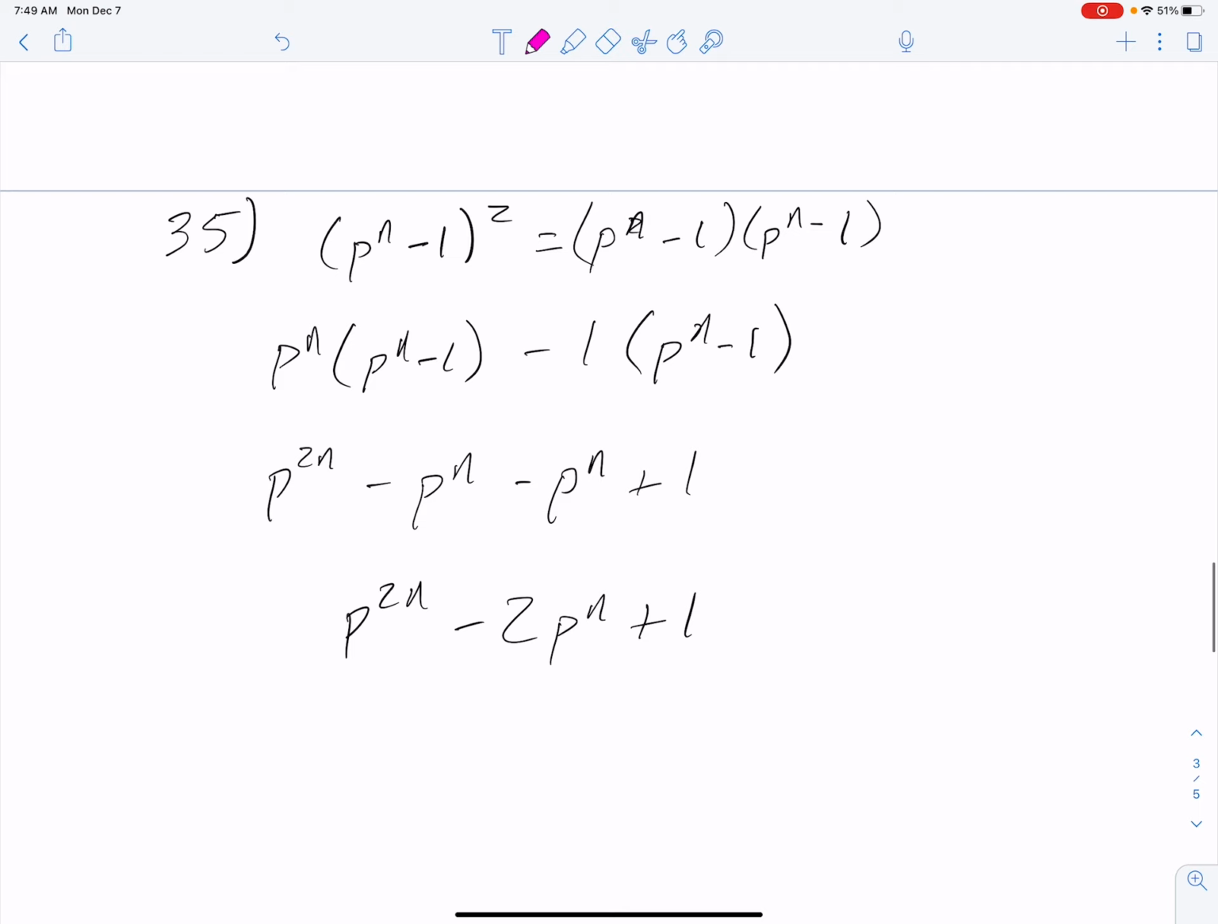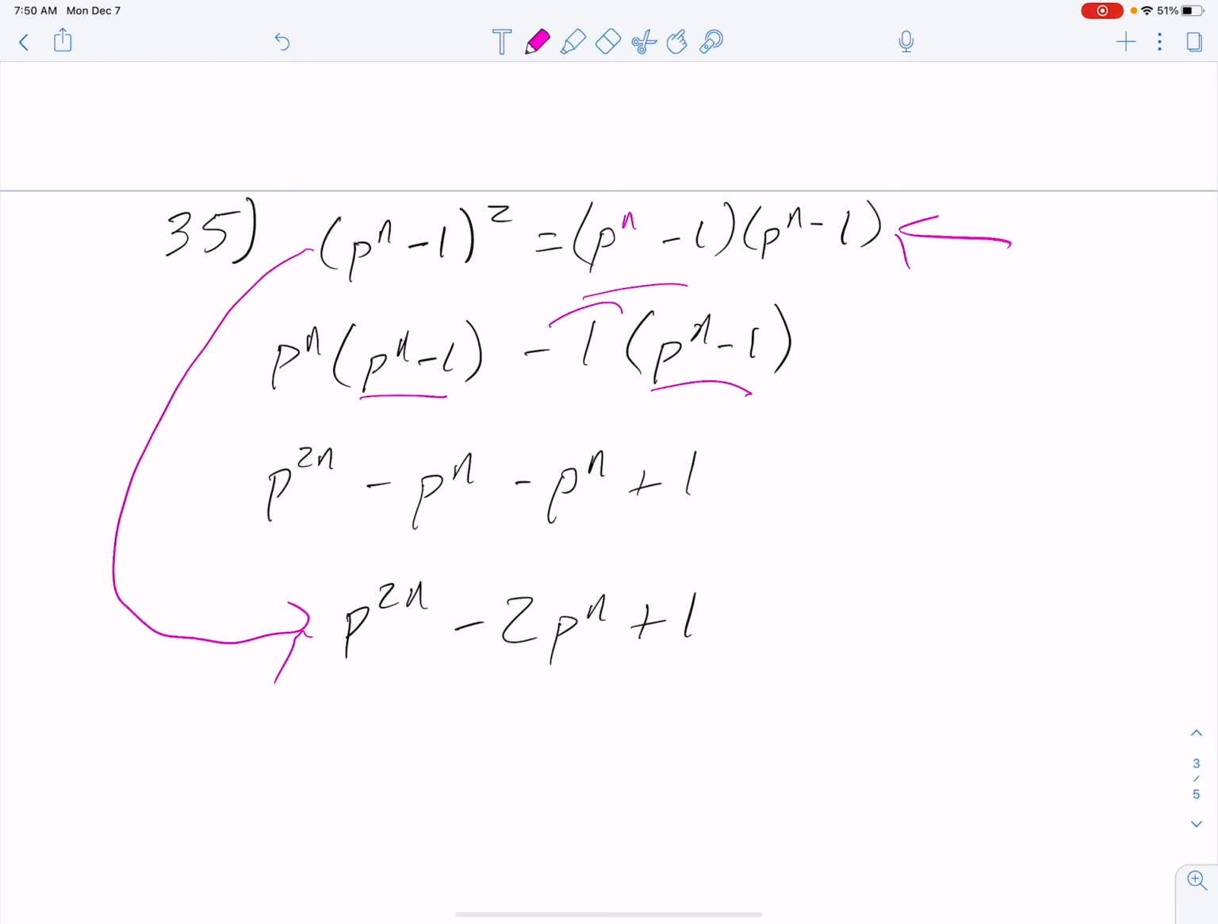Now, 35 demonstrates exactly what our rules are doing, but doesn't make a difference whether we're dealing with values or variables. So again, some people are able to go straight from the original value to the final answer because they know their rule for quantities squared. But I think for most of us, we're going to take the time to write the term out twice. I distribute my p to the n minus 1 to both terms. Be careful distributing the negative 1. Notice that becomes a positive 1. P to the n times p to the n is going to get me p to the 2n. I have my two like terms in the middle, and I've got my final answer.